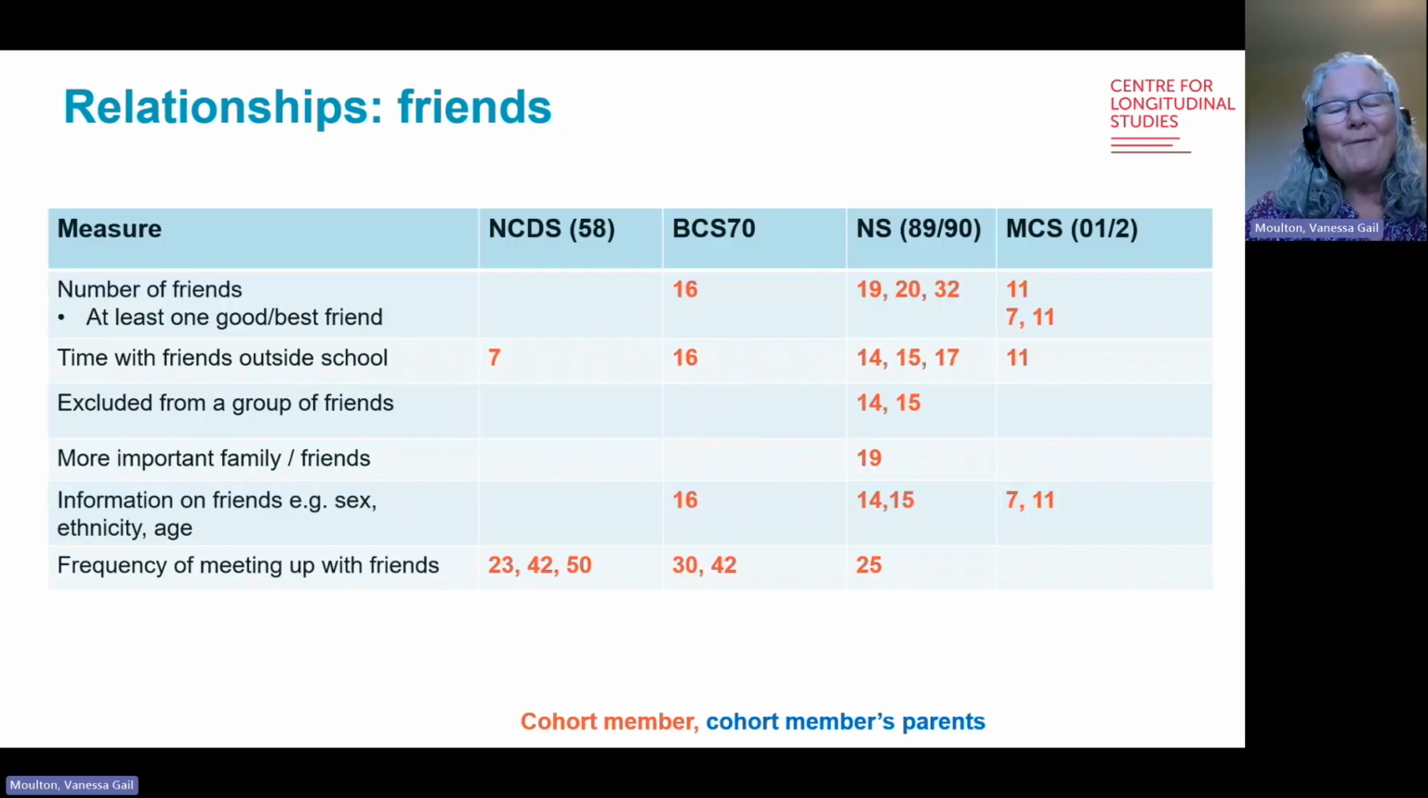Also, finally, there's some information on friends. So number of friends, for example, and in adulthood, frequency of meeting up with their friends.